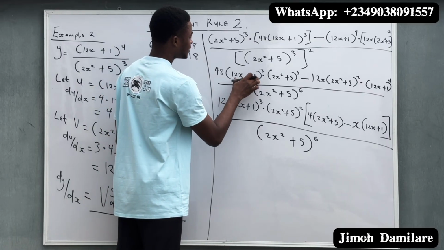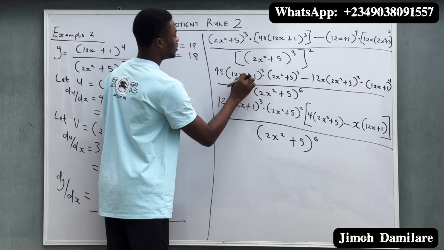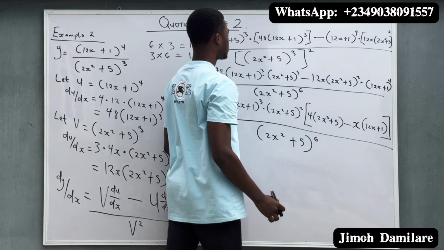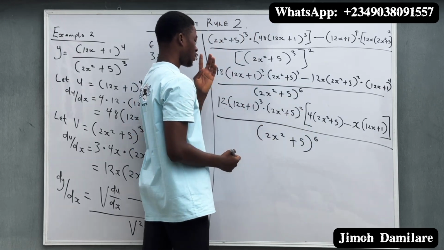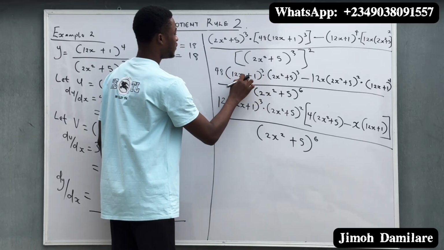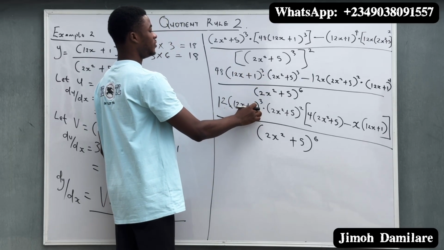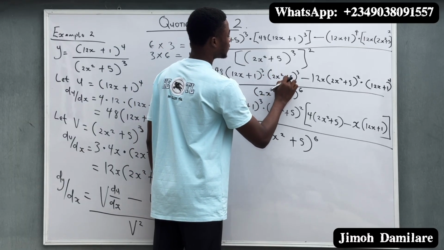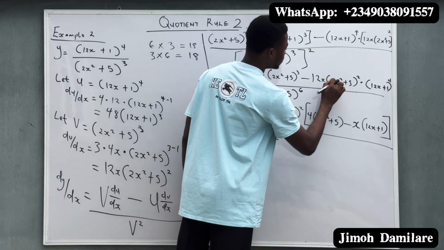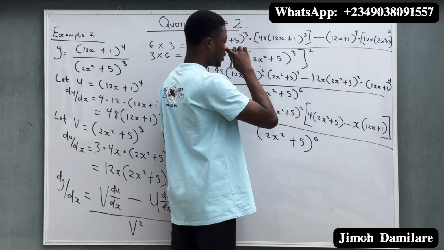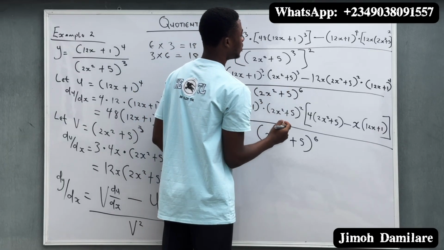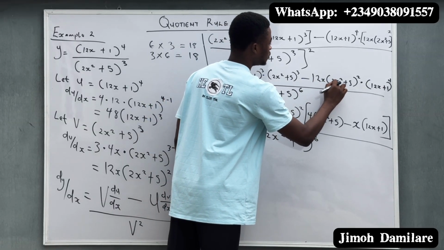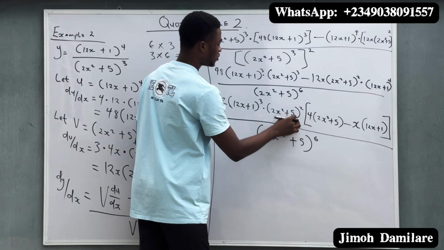So looking at the next bracket, you can see 12x plus 1 raised to power 3. Also looking at this second term, you can see 12x plus 1 raised to power 4. So we are going to remove the one with the lowest power. So in doing that, we are going to remove this 12x plus 1 raised to power 3, which is what we are going to have here. Multiply by the next bracket, which is 2x squared plus 5 raised to power 3. And also looking at this, we have 2x squared plus 5 raised to power 2. So also we are going to remove the one with the lowest power. So in removing the one with the lowest power, we are going to be left with 2x squared plus 5 raised to power 2. And that is what we have here.